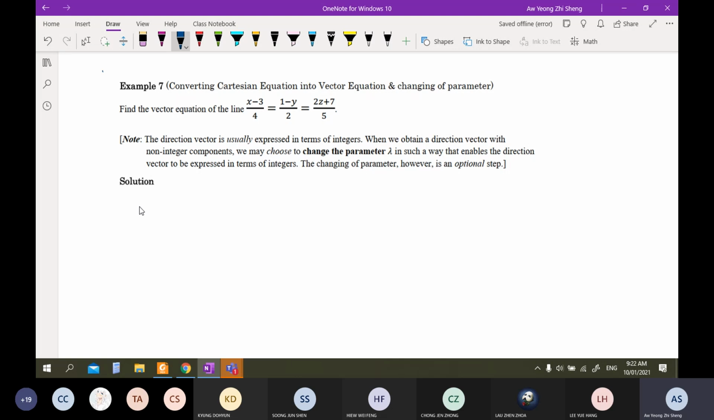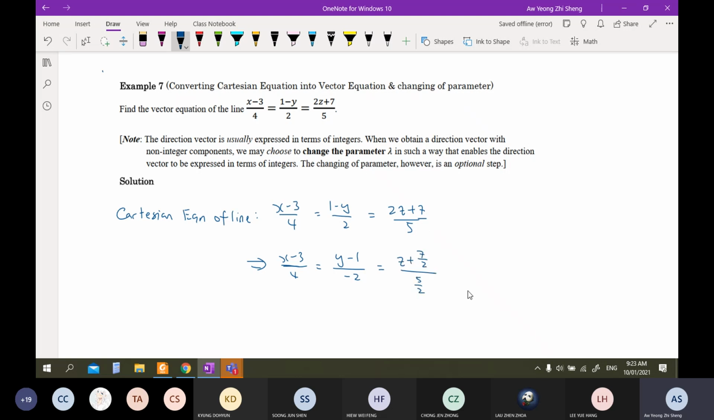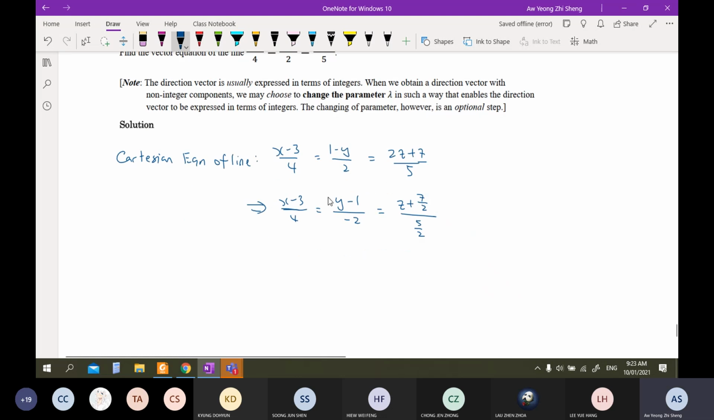Okay. Now you have your Cartesian equation. The Cartesian equation of the line is (x minus 3) over 4, (1 minus y) over 2, (2z plus 7) over 5. Convert it into readable form. (y minus 1) over minus 2. For the last one, you have to divide by 2: (z plus 7 over 2) divided by 5 over 2. Because you need to make the coefficients of x, y, z be 1. You can't afford to have a 2 in front of the z. You have to divide by 2 to make it readable.